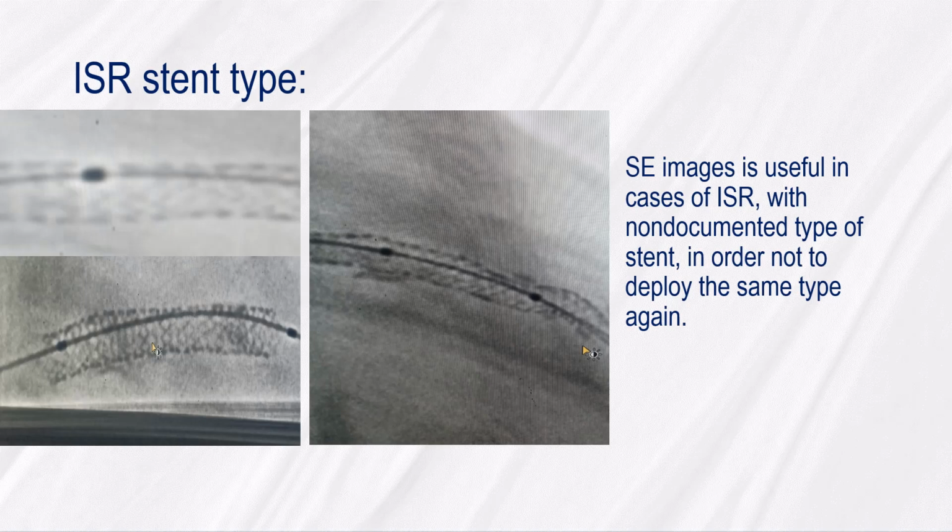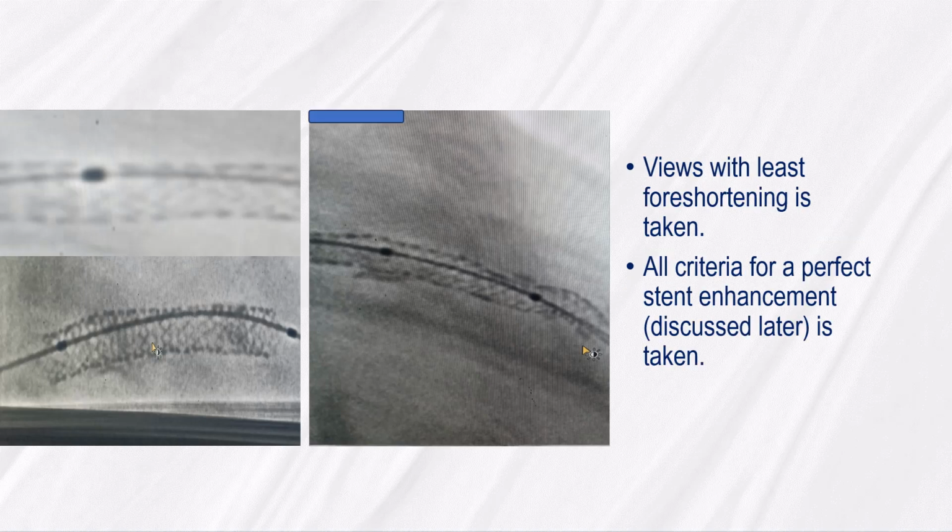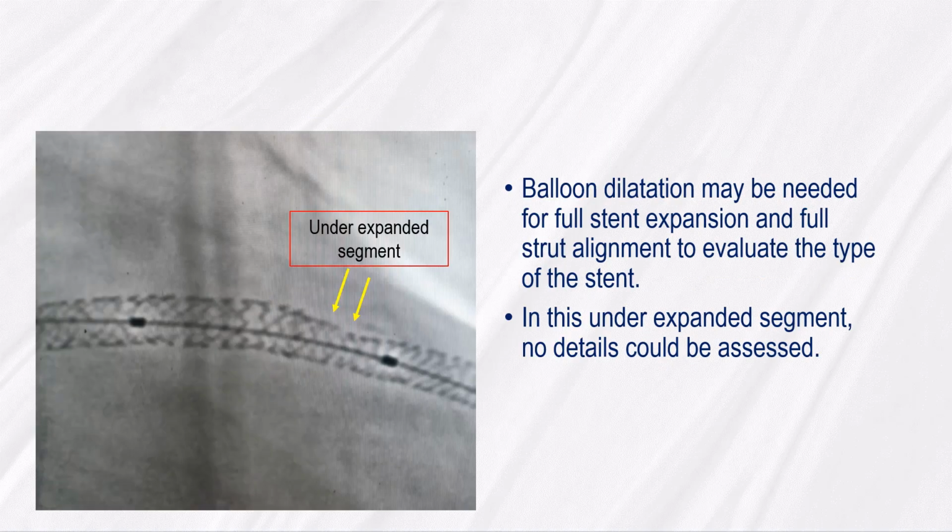Stent enhancement images are also useful in detecting the type of stent. This is very important in case of in-stent restenosis with a non-documented type of stent, in order not to deploy the same type again. Views with least foreshortening are taken. All criteria for a perfect stent enhancement, which is discussed later, are taken. Balloon dilatation may be needed for full stent expansion and full strut alignment to evaluate the type of the stent.